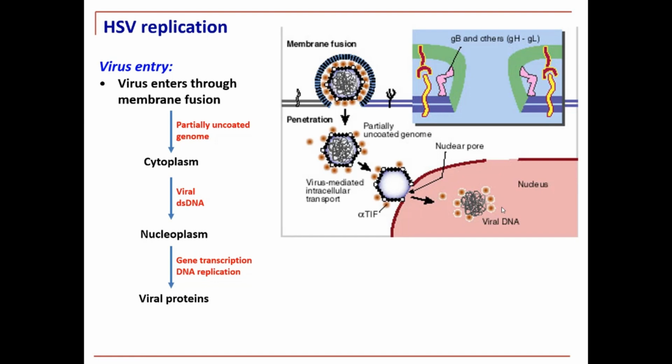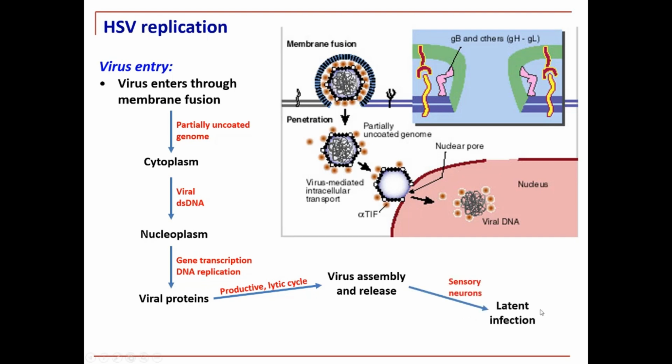Now, you can then enter your productive lytic cycle. That basically just means that the DNA and the viral proteins come together, they assemble, and you make the virus and it's released. But of course, over time, those cells will die. And what the virus does is it actually goes back and sets up a latent infection within your sensory neuron ganglia. That's what we're going to talk about in a second.